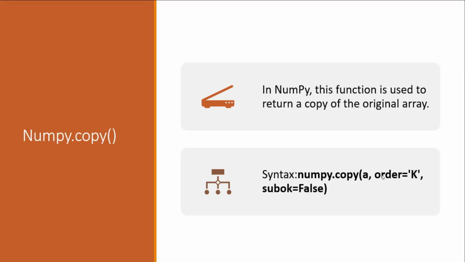The last parameter is subok. It will check the condition. If this parameter is true, then subclasses will be passed. Otherwise, if the value is false, then the array will be returned as a base class, and in the output it always returns the exact copy of the input array. Now we will see an example of this function.